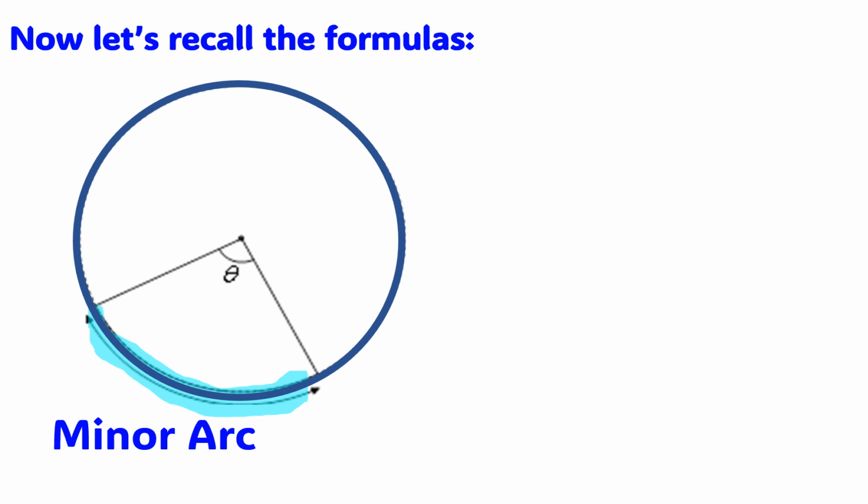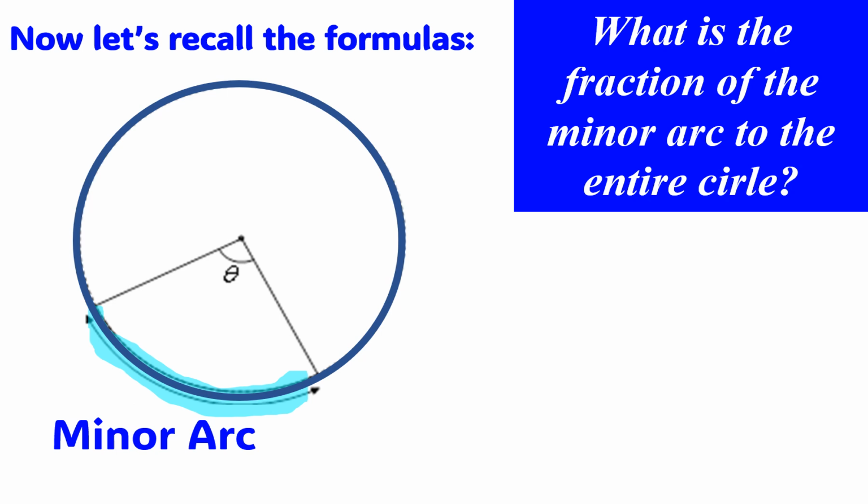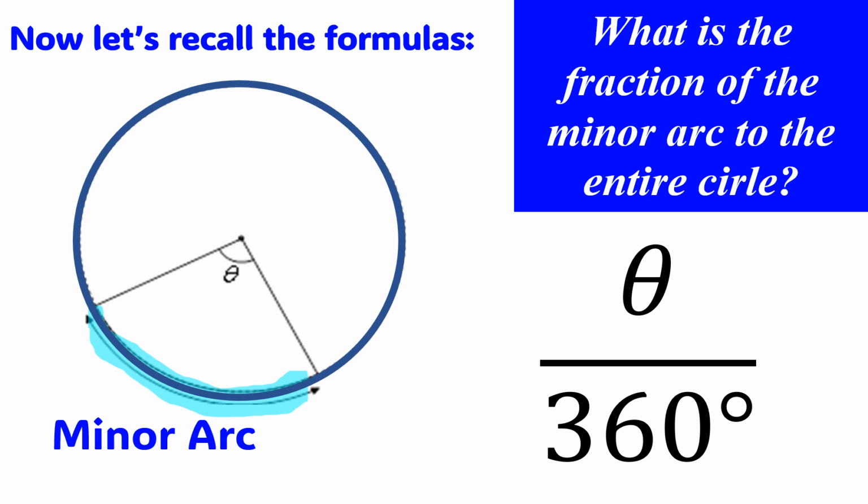Now let's recall some of the formulas that we have learned before. We talk about the minor arc length. What is the fraction of this minor arc compared to the entire circle? If we talk about fraction, we can look at the angle, which is theta, over the entire circle, because the angle at a point is 360 degrees.